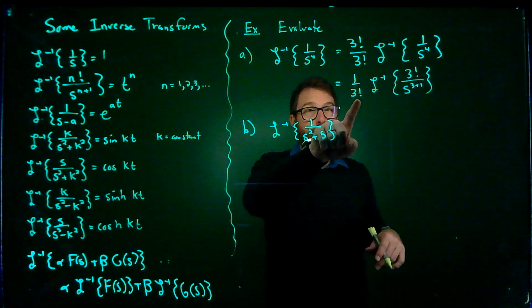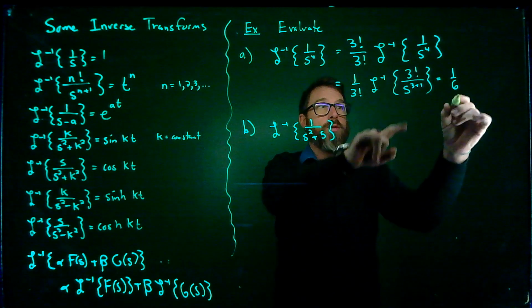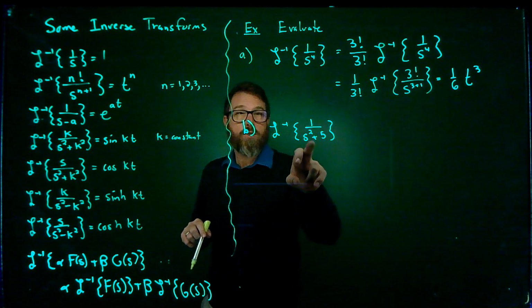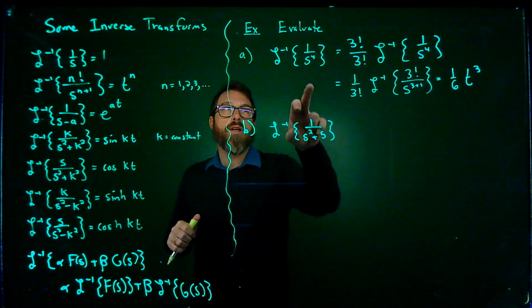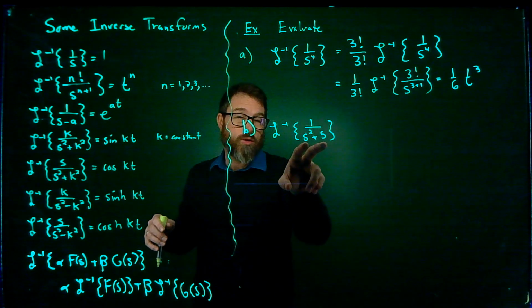Now don't forget this 1 over 3 factorial, which is going to be 1/6, so this is 1/6, and this piece right here is going to be t cubed. Alright, so that's the Laplace inverse of this thing. Now again, looking down here, once you get familiar with these things, you'll know that these will be t to a power, and these will be trig functions.